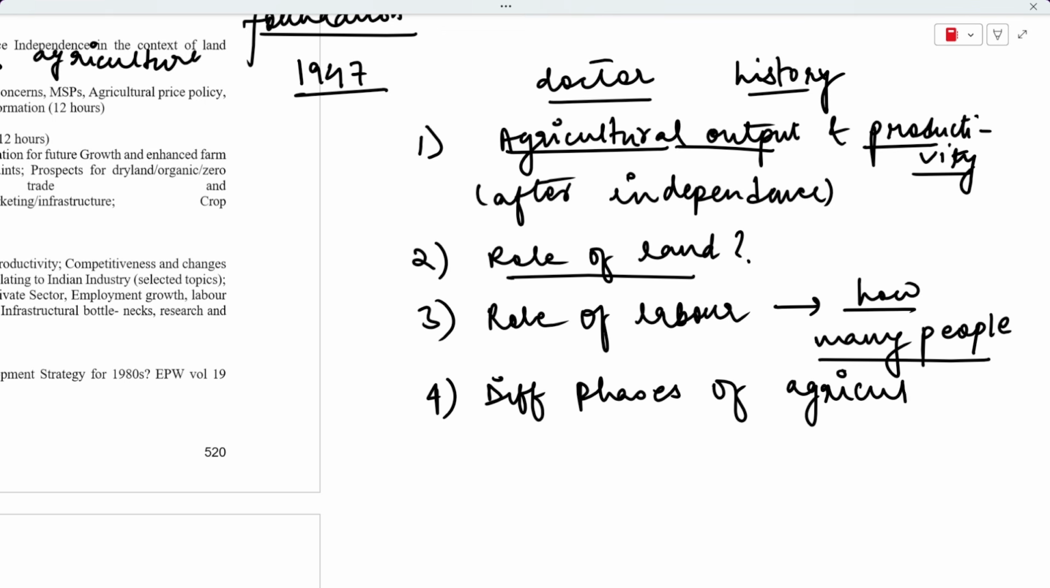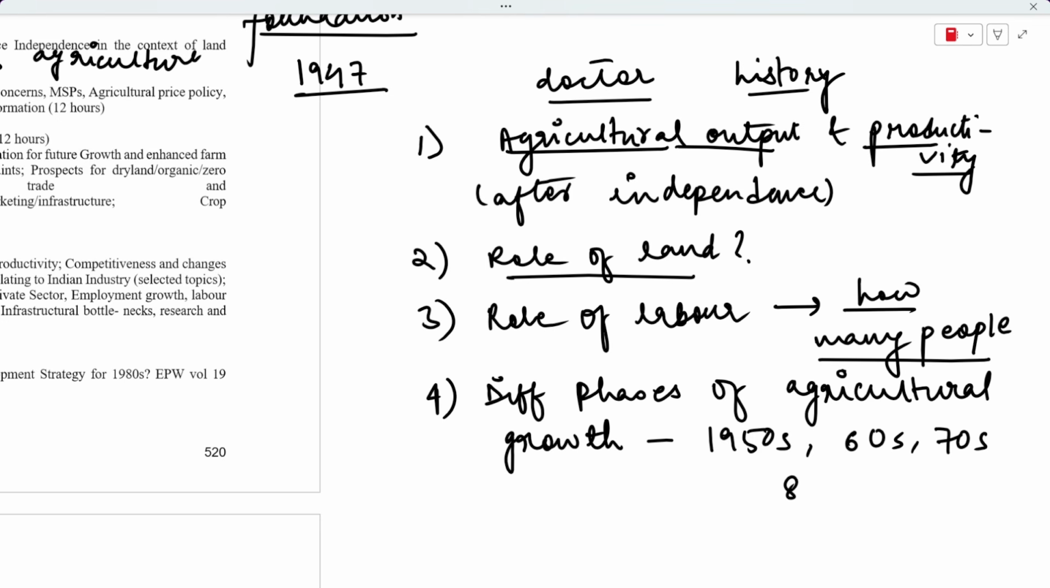If you have seen the PYQ, you must have been through this question: what are the different phases of agricultural growth? So what we basically want to know is what happened in the period of the 1950s, then the 1960s, then the 1970s and 1980s. So we want to talk about the different phases of agricultural growth, right?